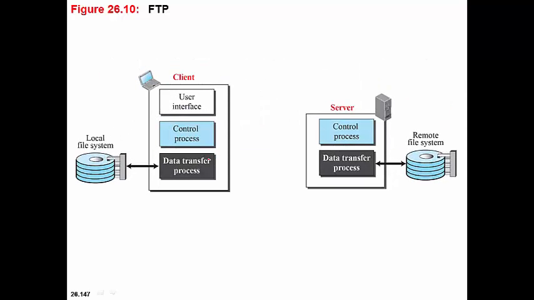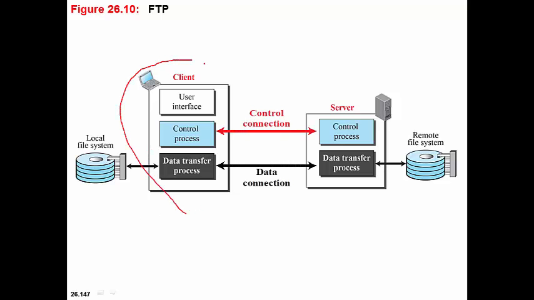It's again a client server model, and there is going to be some command sent and you get a response to that. That's how the application layer works. If you see at the client side, there are three components involved on the client side and two components involved on the server side. The three components are the user interface, where the user enters the command, but there are two processes involved here. One is called the control process, and the other is called the data transfer process.